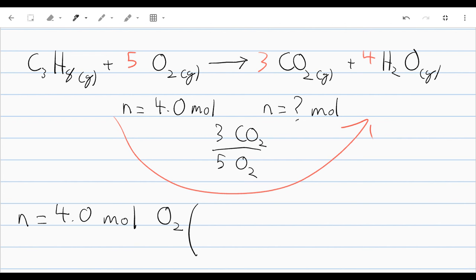So don't worry too much about making sure you get the ratio right. As long as you have the correct 2 chemicals involved, you can always double check that you've got it correct using unit canceling. Okay, this makes sense. We want to cancel out the number of oxygens to tell us the number of carbon dioxides in the end. Then when I plug this into my calculator, we have 4 times 3 divided by 5. That's going to tell us that in this reaction, we had 2.4 moles of CO2 produced.